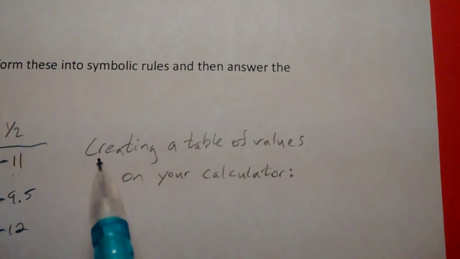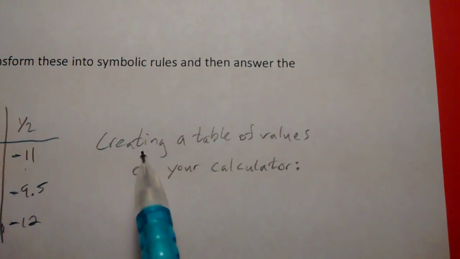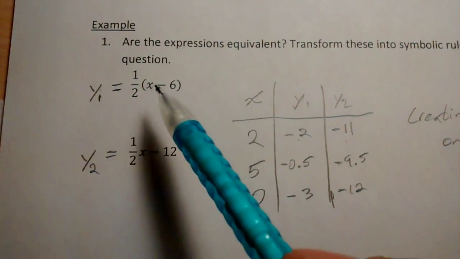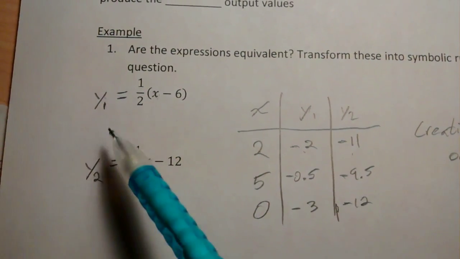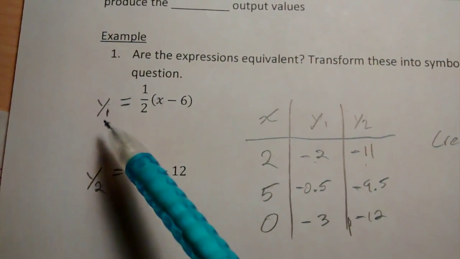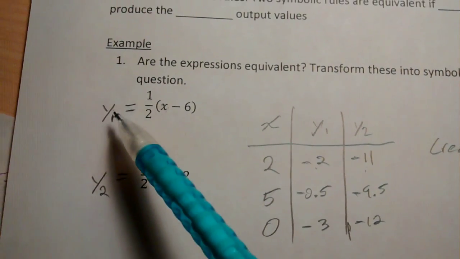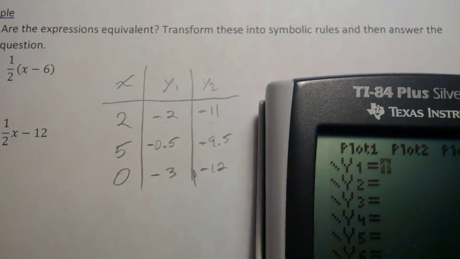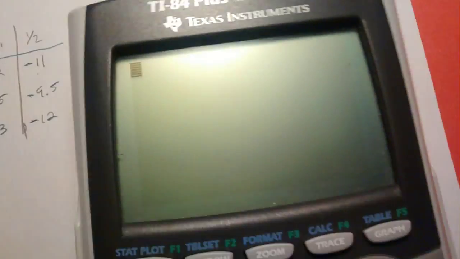In the previous video, I promised you I'm going to show you how to create a table of values on your calculator here. Let's make this one using these two symbolic rules that we transformed them into. We had expressions first, then we translated them into symbolic rules using the output variables y1 and y2. So let's take a look at our calculator here from a home screen.